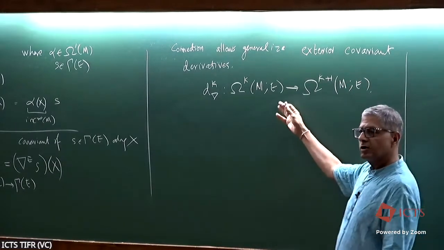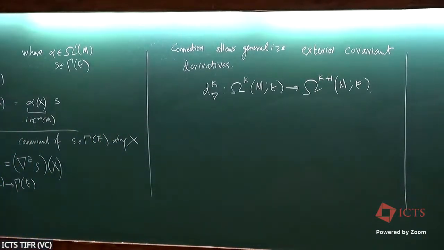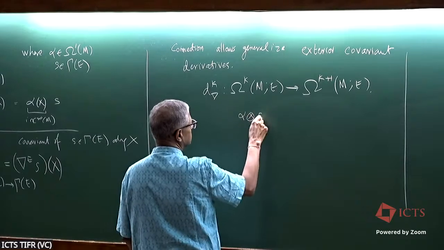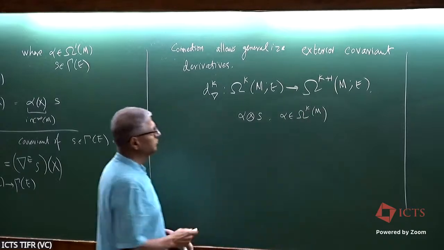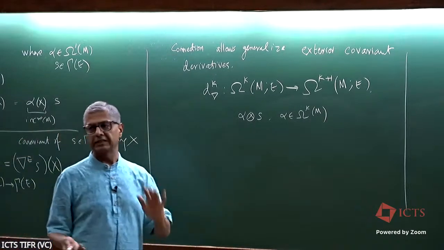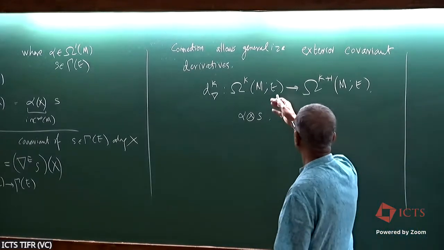So, and what are objects which live here? Very much like the ones that were in omega 1. So another name for this space is omega 1 M semicolon E. So E valued 1 forms. And this is just the generalization of that. So things that live here are combinations of objects like this, where alpha is a K form. S is a section as before. So if I give you K vector fields, alpha will consume them, you will get a function, so you'll get back a section. So this is the sense in which one defines K forms.